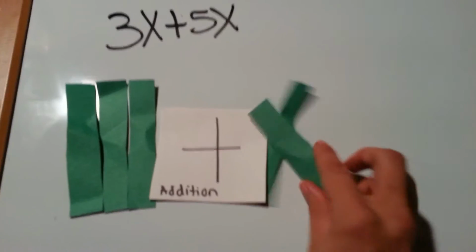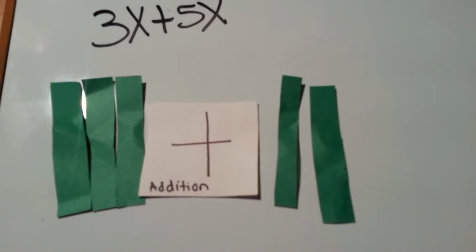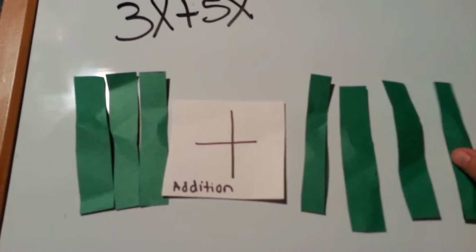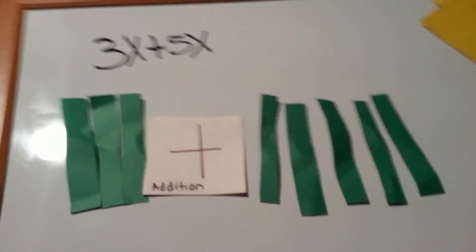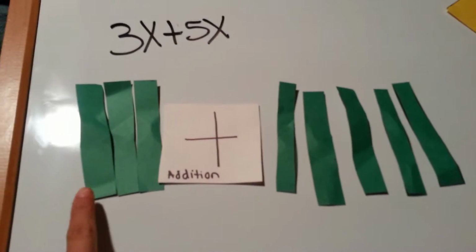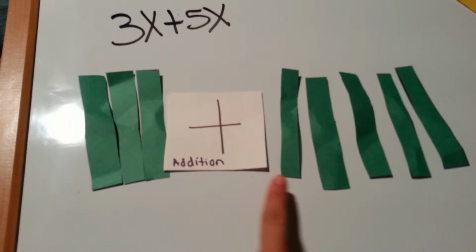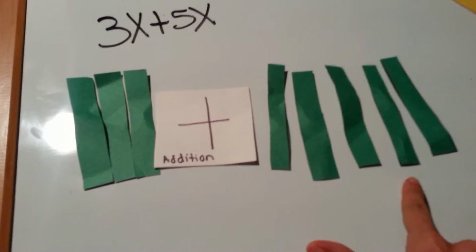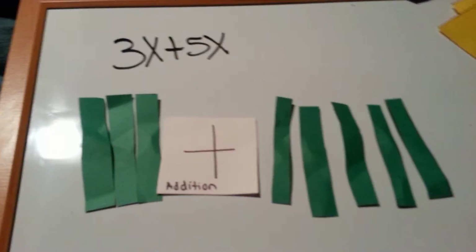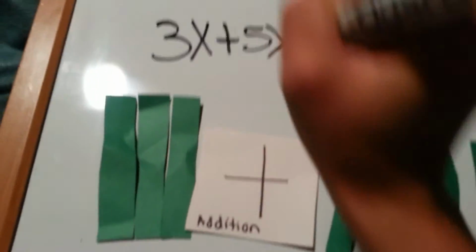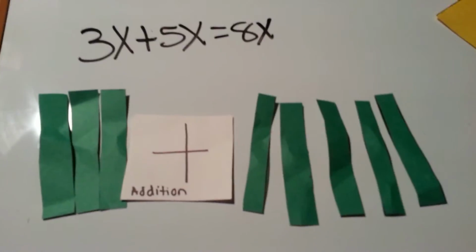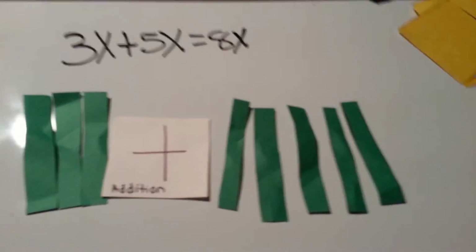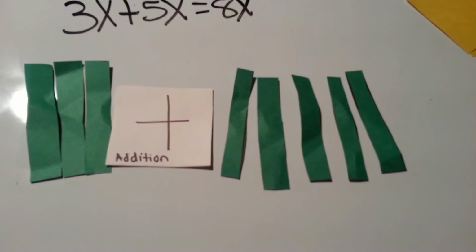1, 2, 3, 4, 5. So now since we're adding, we're just going to count all these up and we will have our answer. We've got 1, 2, 3, 4, 5, 6, 7, 8. We've got 8 x's here. So 3x plus 5x gives you 8 x's. Now we are going to do a little bit different type of problem.